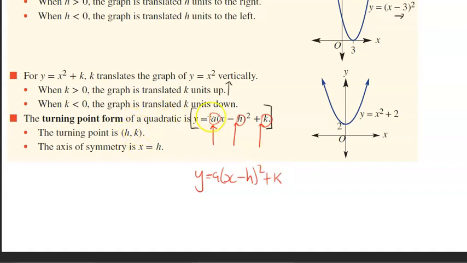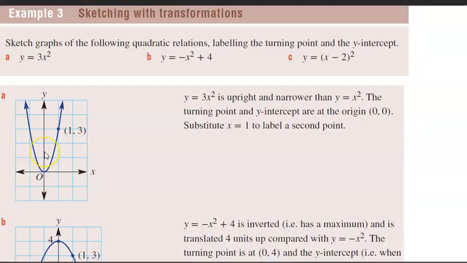To find your turning point, just get whatever the h value is and whatever the k value is, that will be your turning point. So where it reaches either a minimum turning point or a maximum turning point, depending on if it's inverted or not. And your axis of symmetry happens at wherever h is, whatever the value of h is, assuming it follows this format.